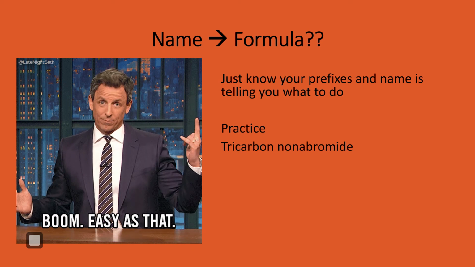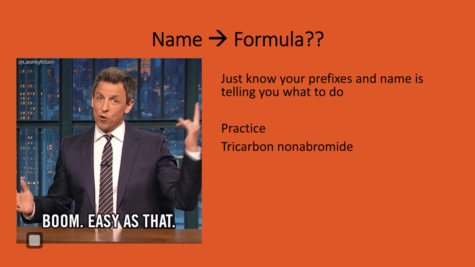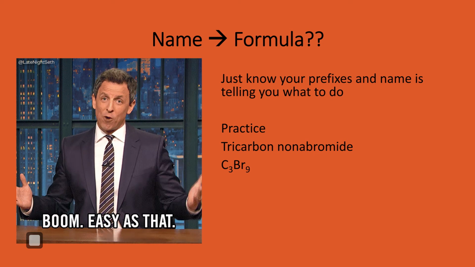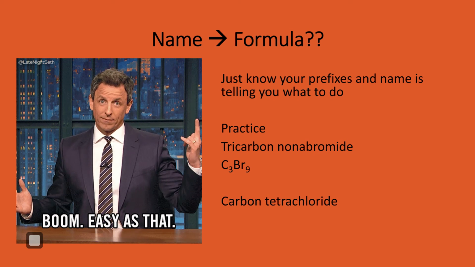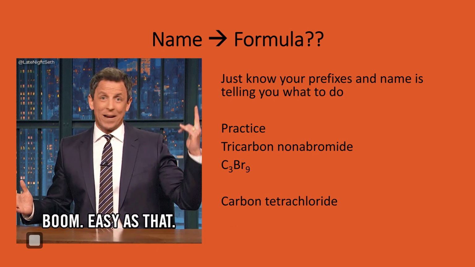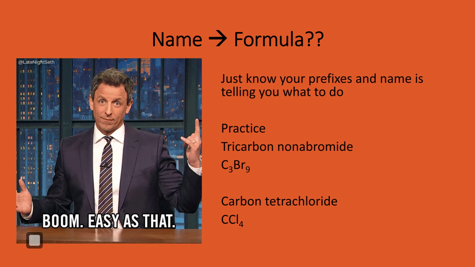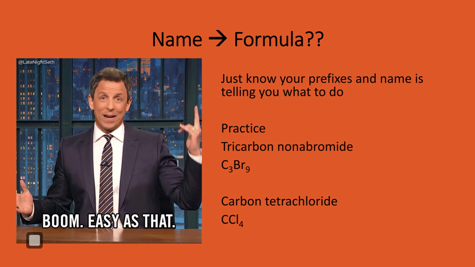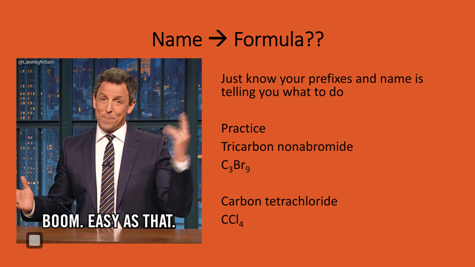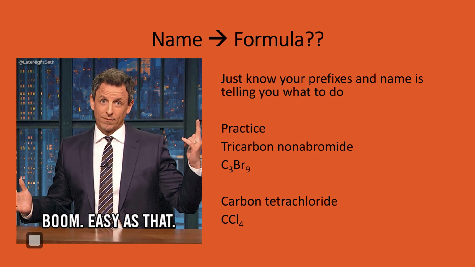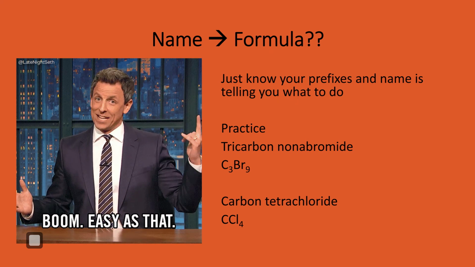So, tricarbon nonabromide. Tri is 3, nona is 9, so this is C3Br9. Carbon tetrachloride. Carbon, that's just 1, so CCl4. I mean, that's it. I know I'm not doing many, but that's essentially it. Yes, it's a lot of syllables. It's a large name, and that can be kind of frustrating when you're writing a lot of them down. But hopefully, as long as we know those prefixes, we're good to go.